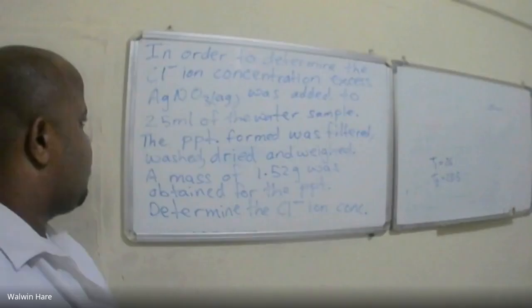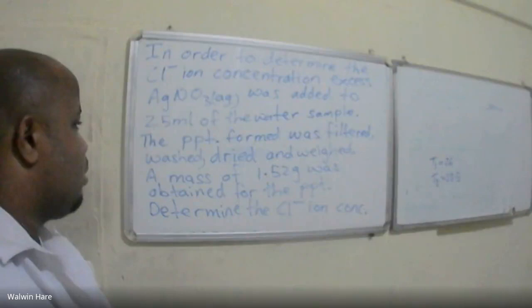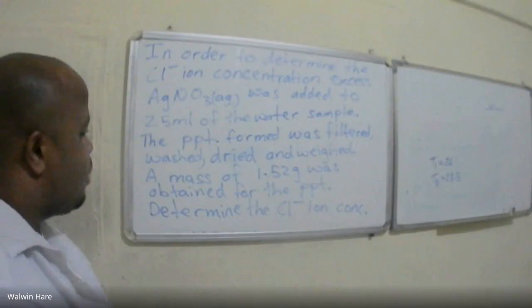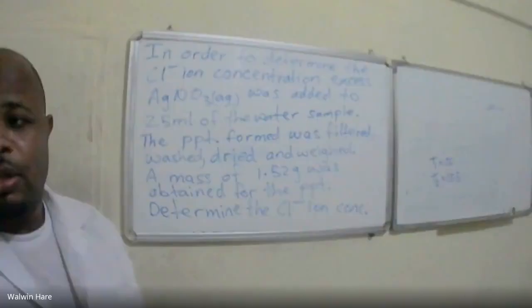The molar mass of silver is 107 or 108? Round up to 108. Okay, in that case, my answer is 4.26. 4.26? All right, let us see.